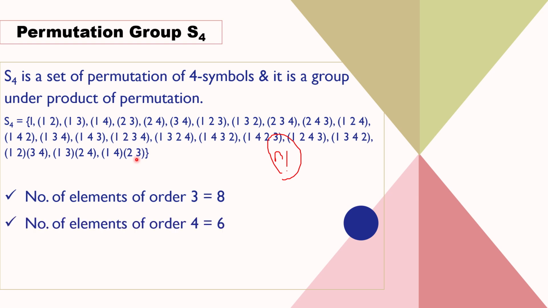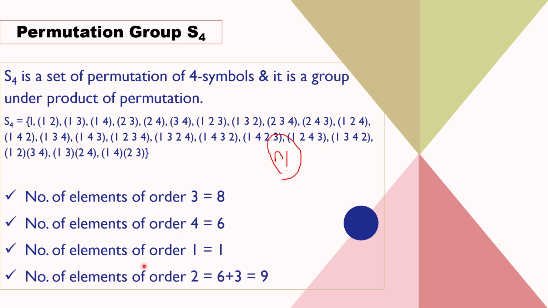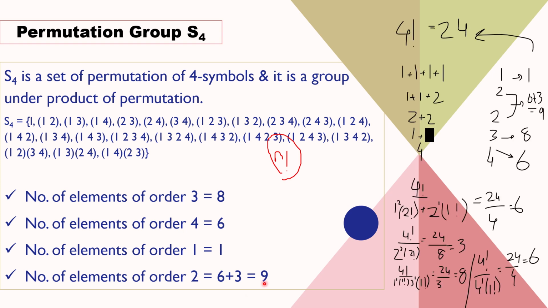We'll see that now. Also, the number of elements of order 4 is 6. The number of elements of order 1 is 1. The number of elements of order 2 is 6 plus 3, which is equal to 9. How did we get all of this? We did this process in the previous lecture as well. We'll do it here again.